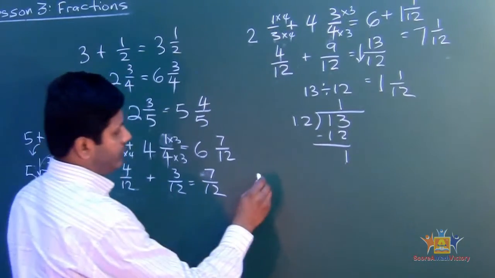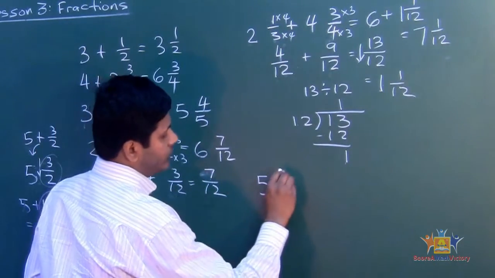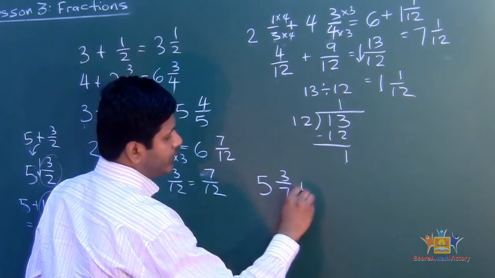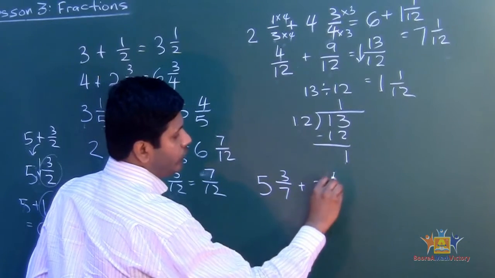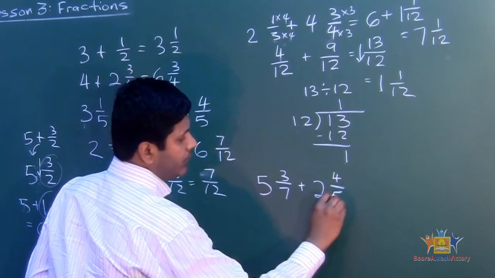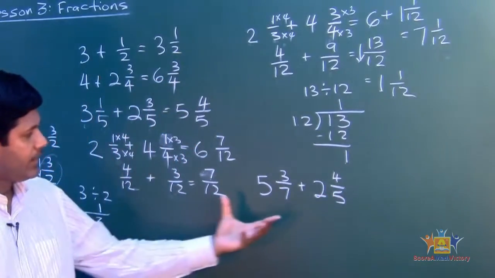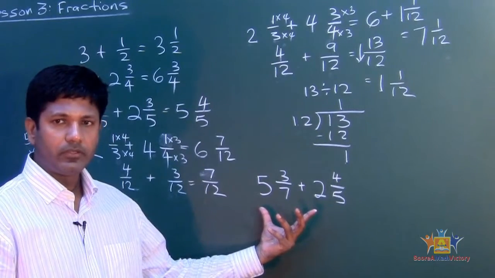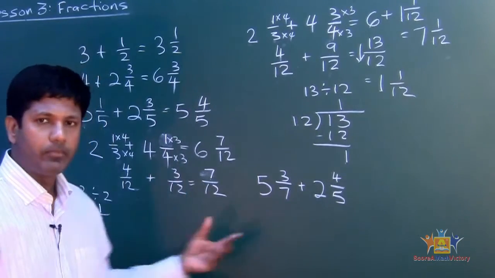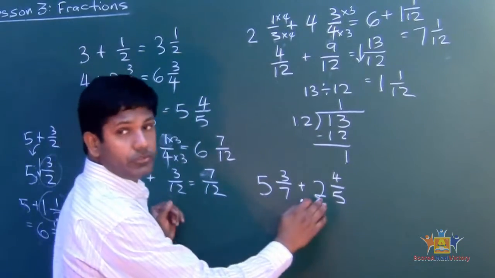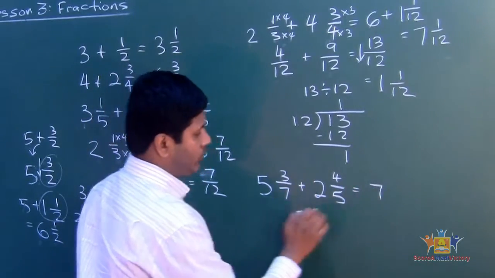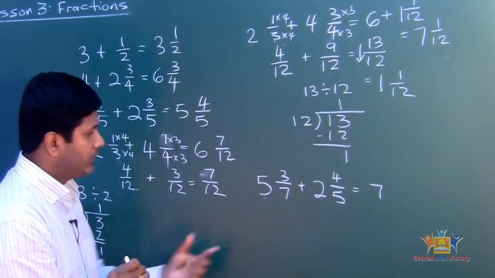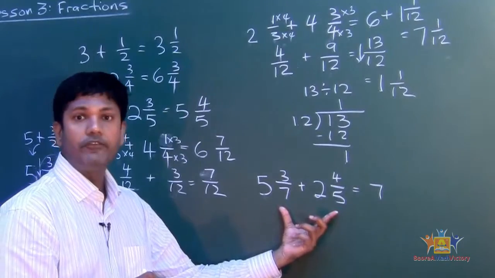Alright, let's do another one. Let's say, for example, I have 5, 3 over 7 plus 2, 4 over 5. And I'm adding this. So what's my first step? Add the whole numbers. Exactly, very good. 5 plus 2 is 7. Once I add the whole numbers, now I can add the fractions.